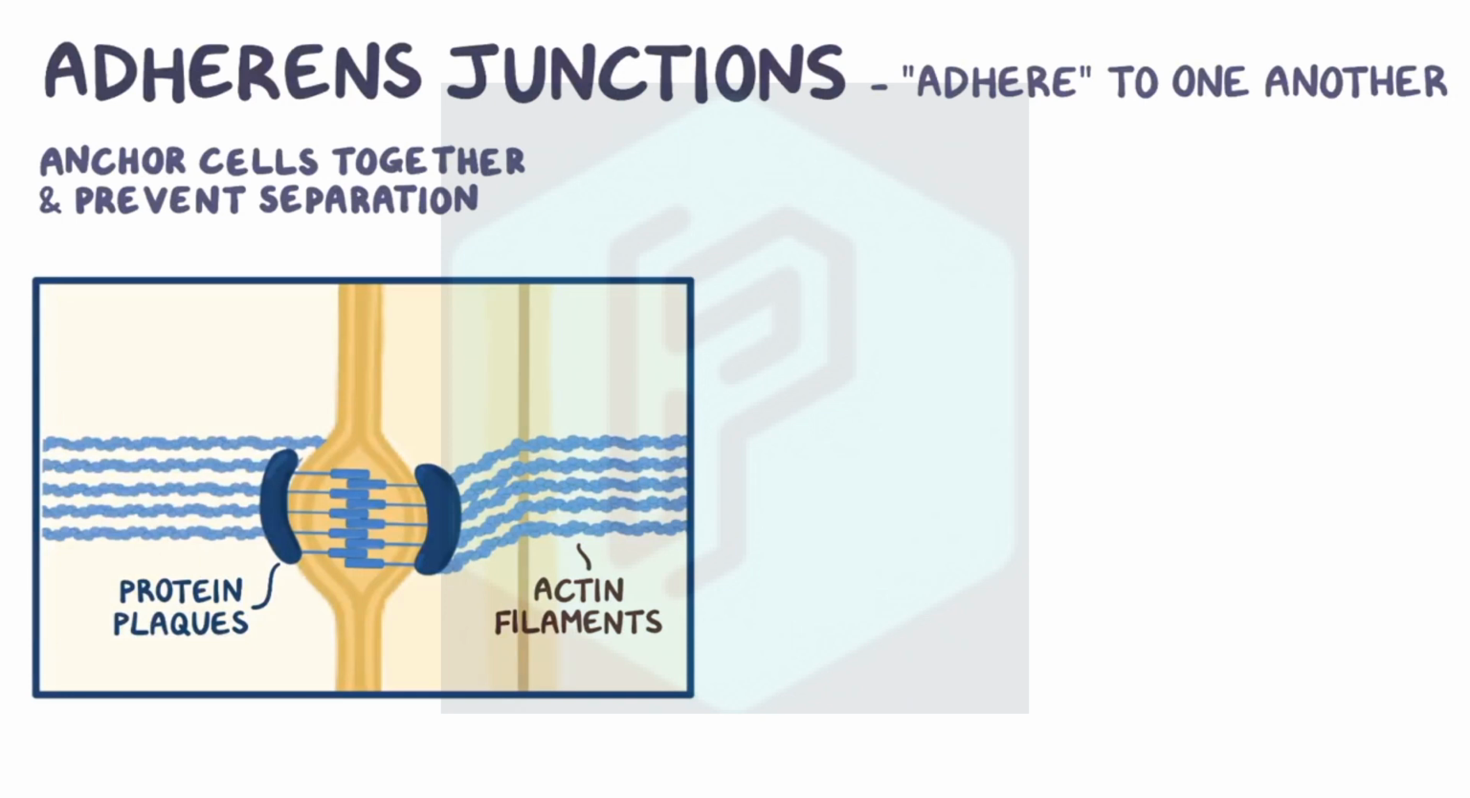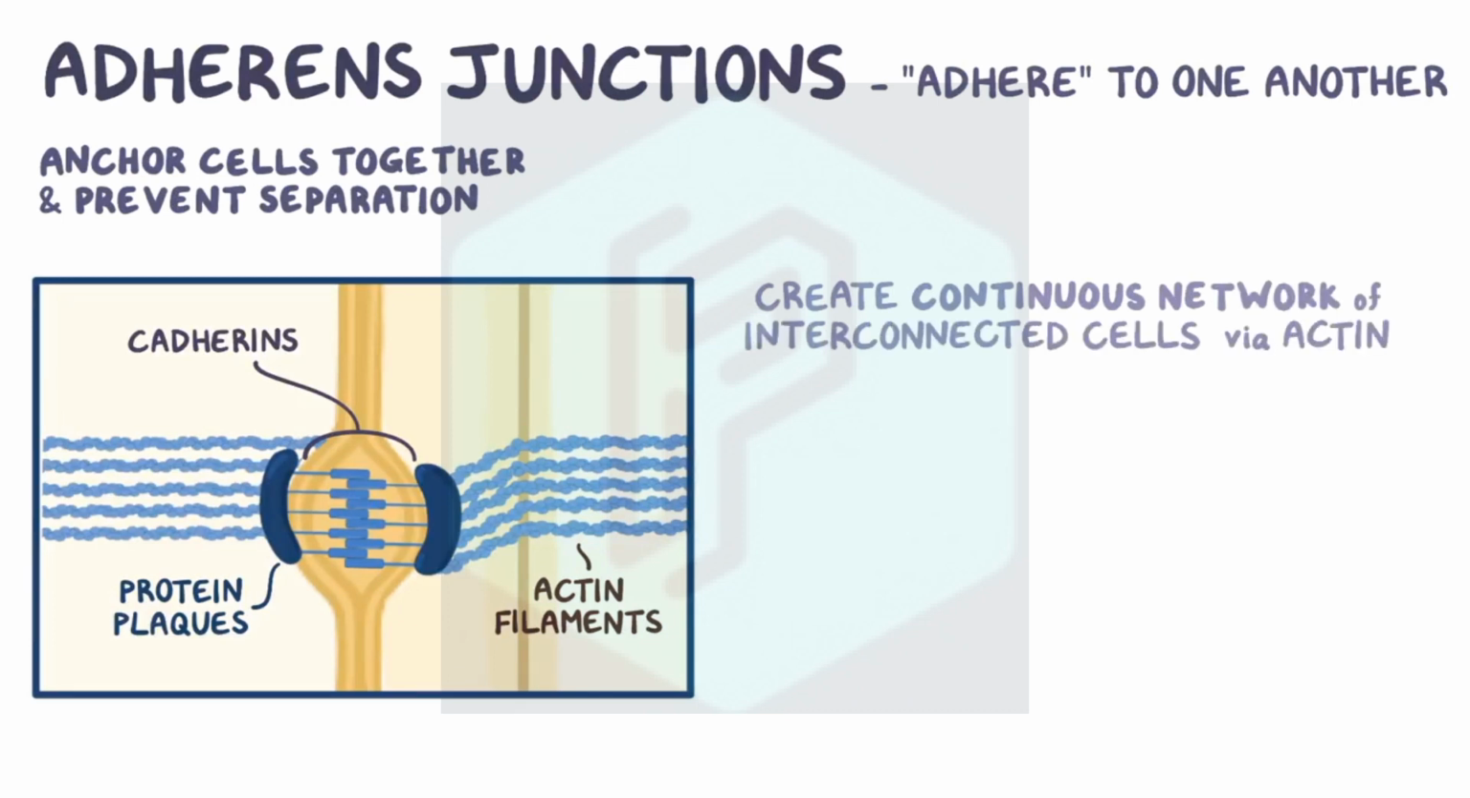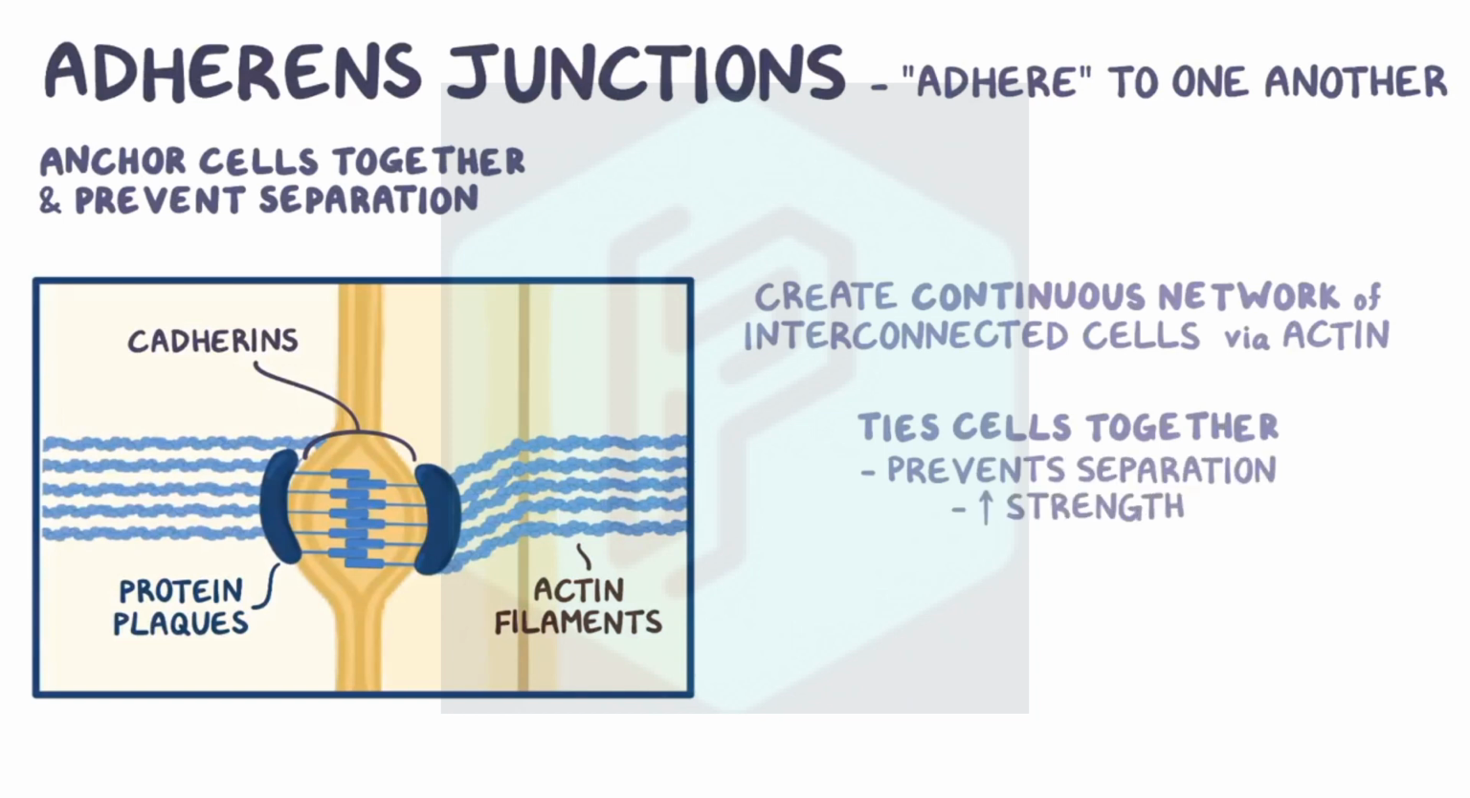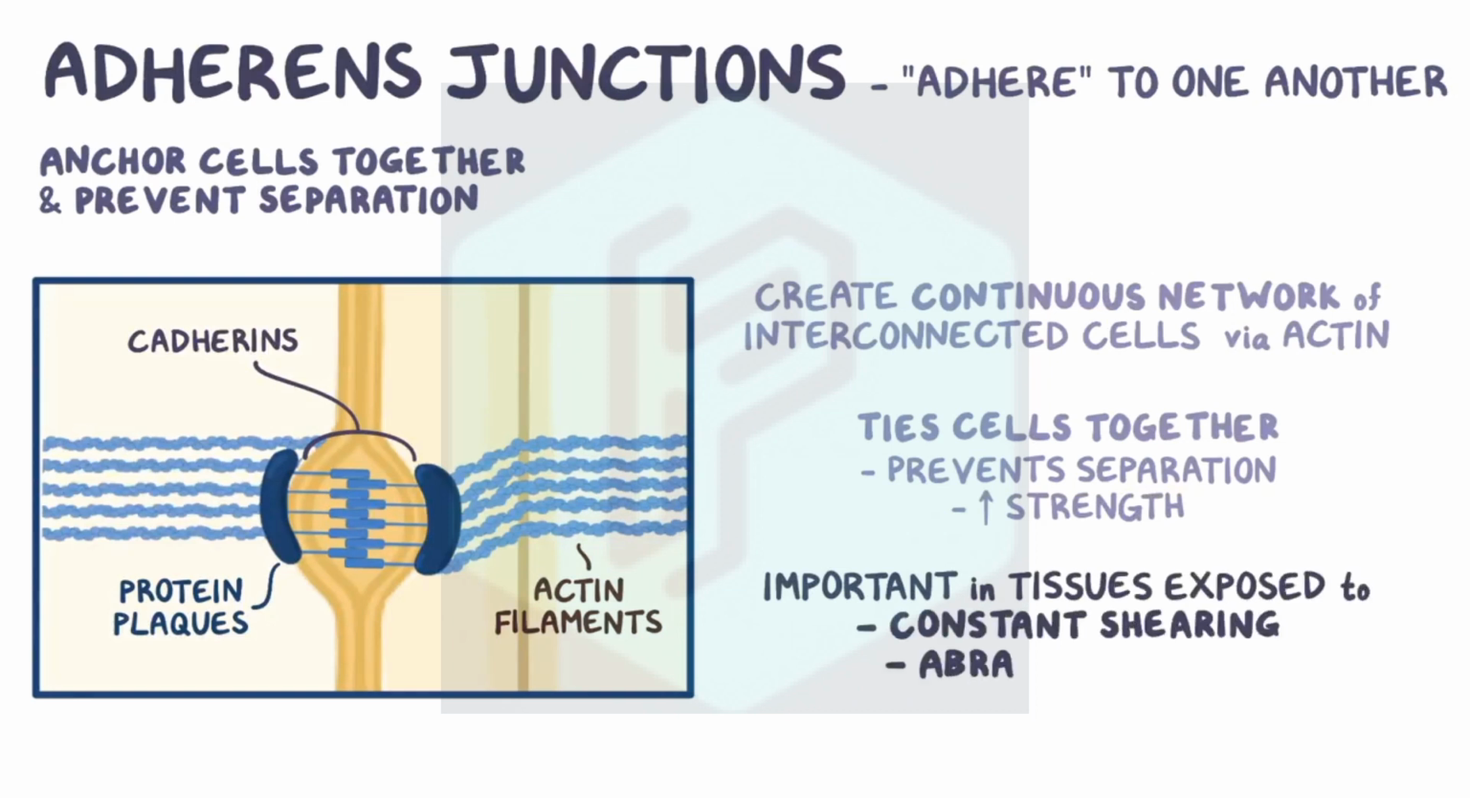Third are transmembrane proteins called cadherins, which attach to the protein plaques on one side and traverse the plasma membrane and connect to cadherins of an adjacent cell, linking the two together. In this way, adherens junctions create a continuous network of interconnected cells via actin, which ultimately ties all these cells together to prevent their separation and provides extra strength. This is particularly important in tissues that are exposed to constant shearing or abrasive forces, like the skin or gastrointestinal tract. It's kind of like the reinforcing steel bar, or rebar, that sits within cement blocks to give a wall extra strength.